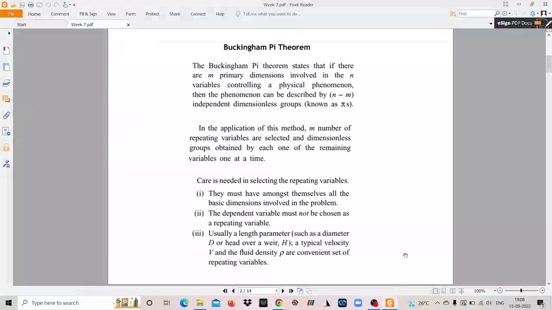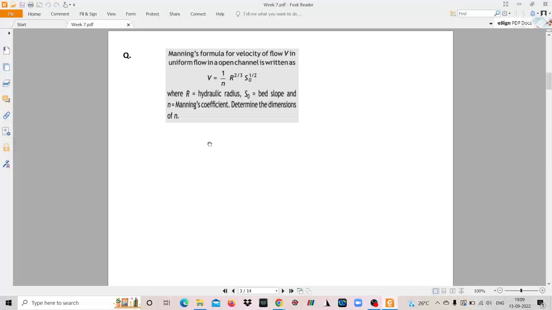However, there are situations where you may not get this. But let's see. The first problem is not related to the Buckingham Pi theorem. It basically checks your basic idea of dimensional analysis.